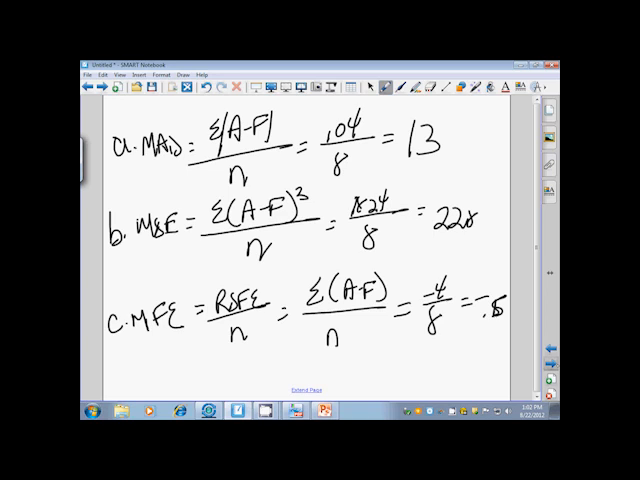And what does that mean? A negative means that we are over forecasting, where our forecast numbers are higher than the actual demand numbers.